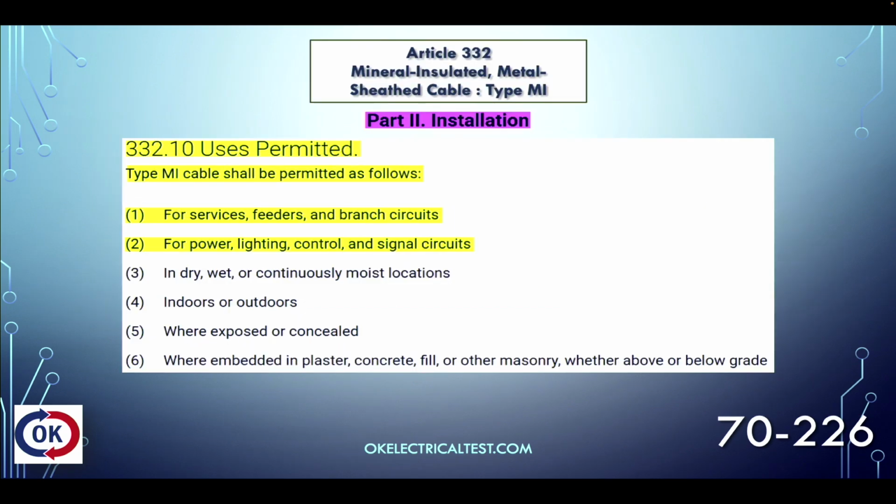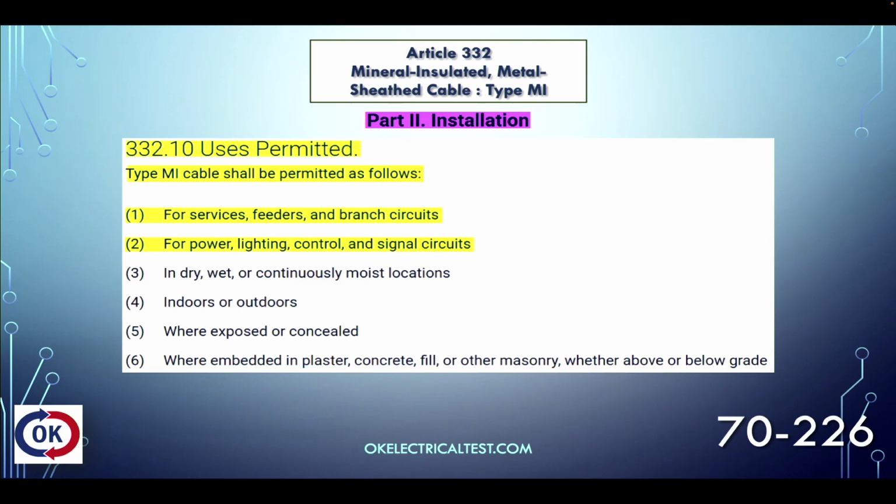Let's go to Article 332, mineral insulated metal sheath cable type MI. And again, .10 is going to be our uses permitted. Type MI cable shall be permitted as follows. Number 1, for services, feeders, and branch circuits. Number 2, for power, lighting, control, and signal circuits.